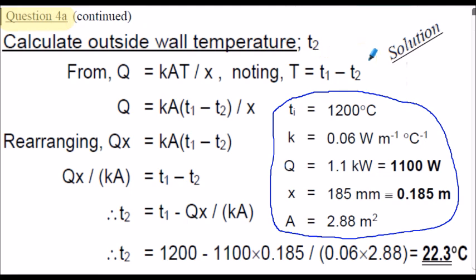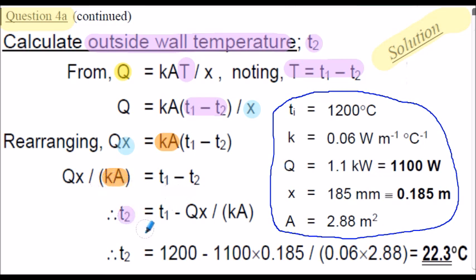Question 4, solution continued. To define the outside wall temperature, T2, the transposition is slightly more complicated. We know our formula is Q is equal to Ka T divided by X. Note that the T in the equation is actually T1 minus T2. So on the next line here, I've actually replaced capital T with this bracketed term, T1 minus T2. Now I'll undertake my transposition. Firstly, I'm going to multiply both sides by X. Then I'm going to divide both sides by the Ka. And finally, I'm going to add T2 to both sides and subtract the Qx divided by Ka from both sides.